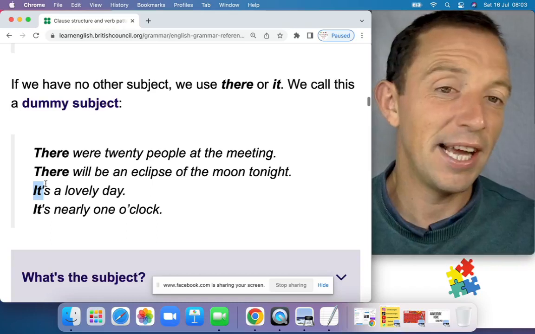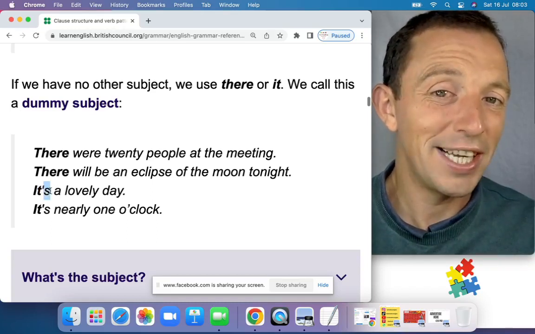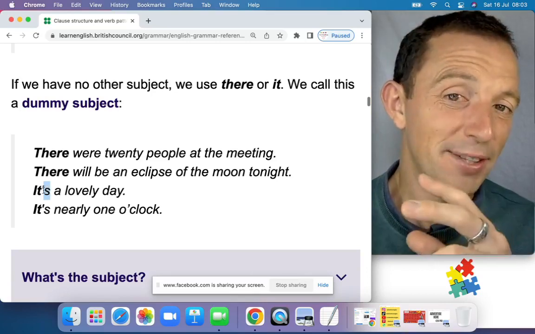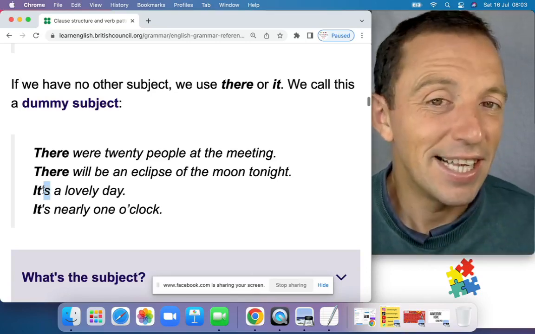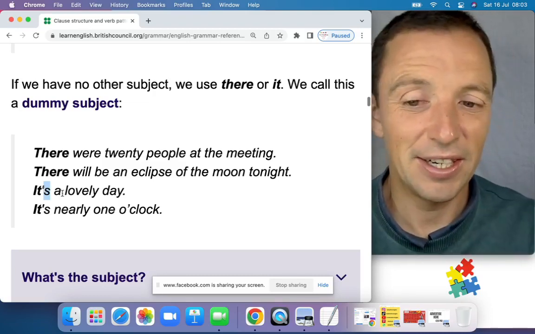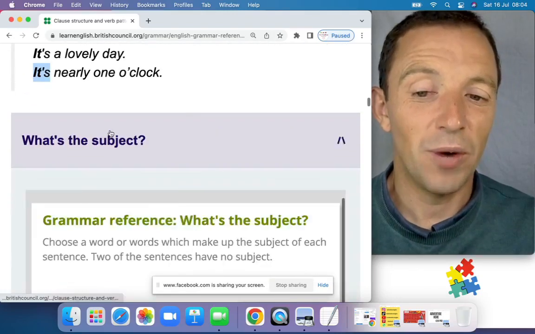It is a lovely day. Again, the verb is to be, and always we need the subject in a clause. And it's necessary, the dummy subject, when there's no other possibility. It's nearly 1 o'clock is another possibility. Okay, questions.